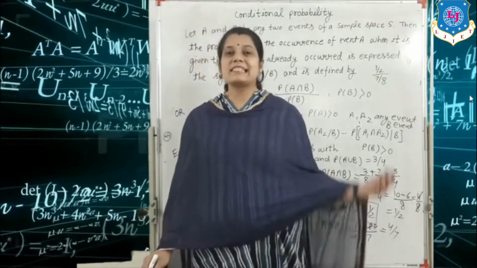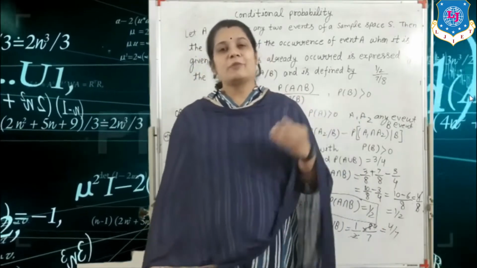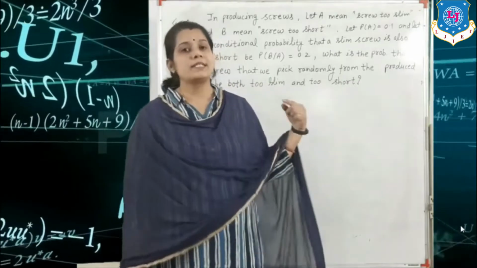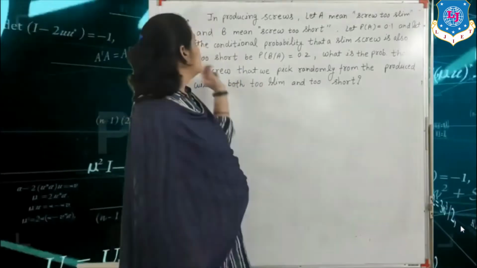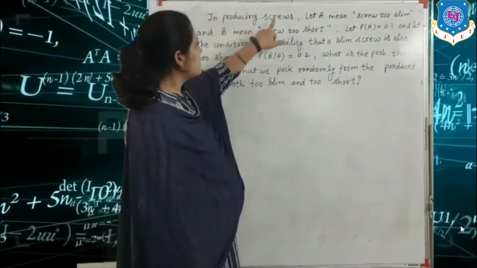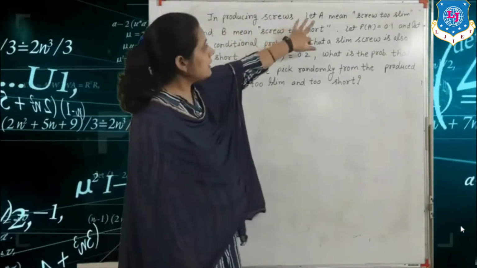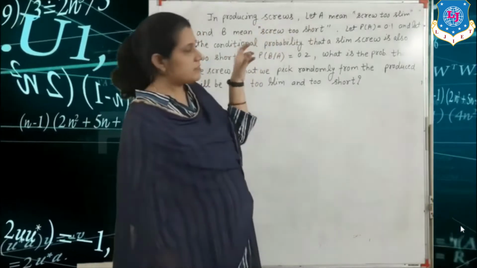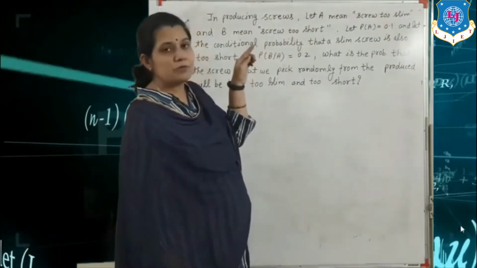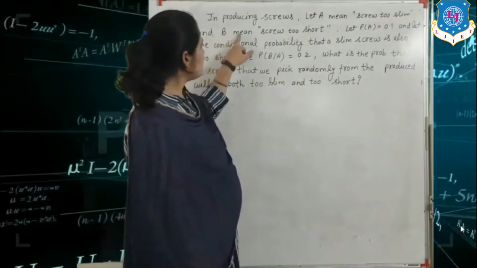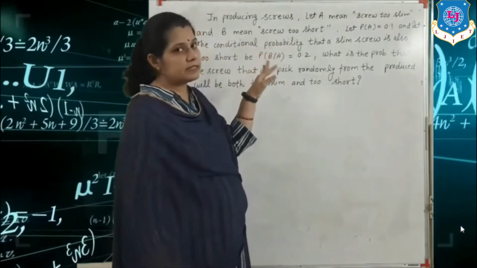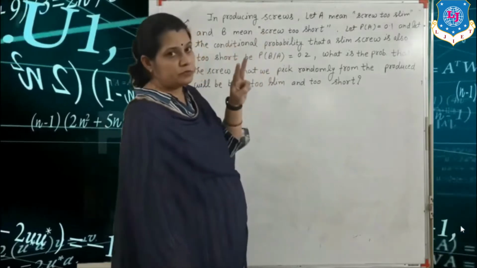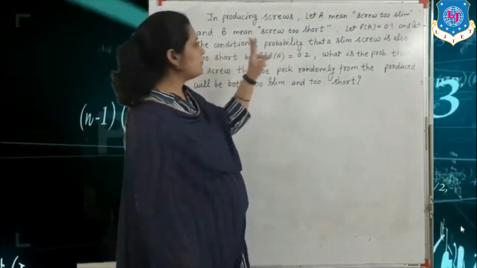Okay, so this is the example of conditional probability. This example is very important. In producing the screw, let event A be that the screw is too slim and event B be that the screw is too short. One is slim and the second one is short, and A and B are two events.